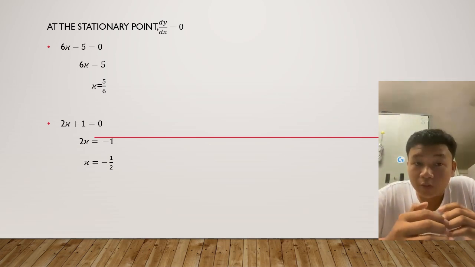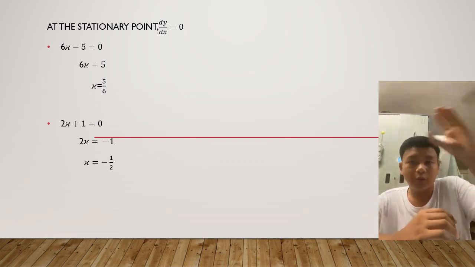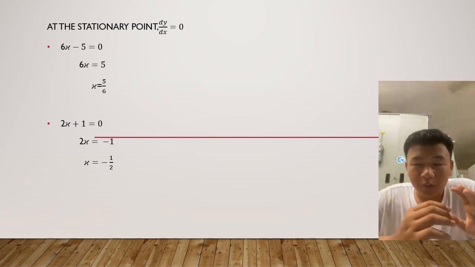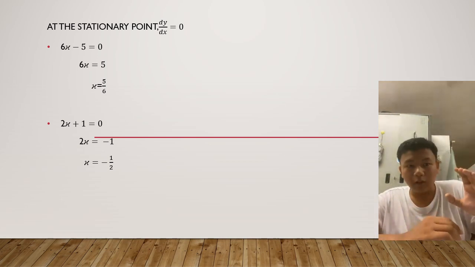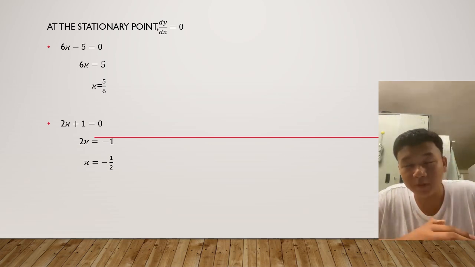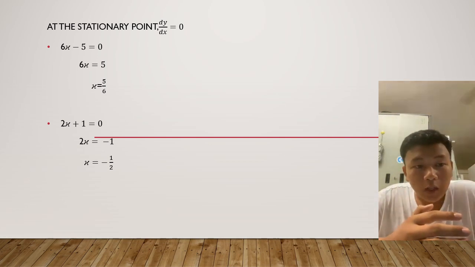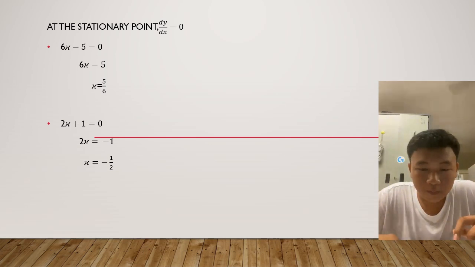6x minus 5 equals 0. So the minus 5 we will bring to the other side, so it will be 6x equals 5. And how do we get x? We bring 6 to the other side, and it will be 5 over 6. And moving to the next, 2x plus 1 equals 0. We move 1 to the other side, and it will be negative. 2x equals negative 1. So we do the same thing: 2 we bring to the other side, and it will be negative 1 over 2.